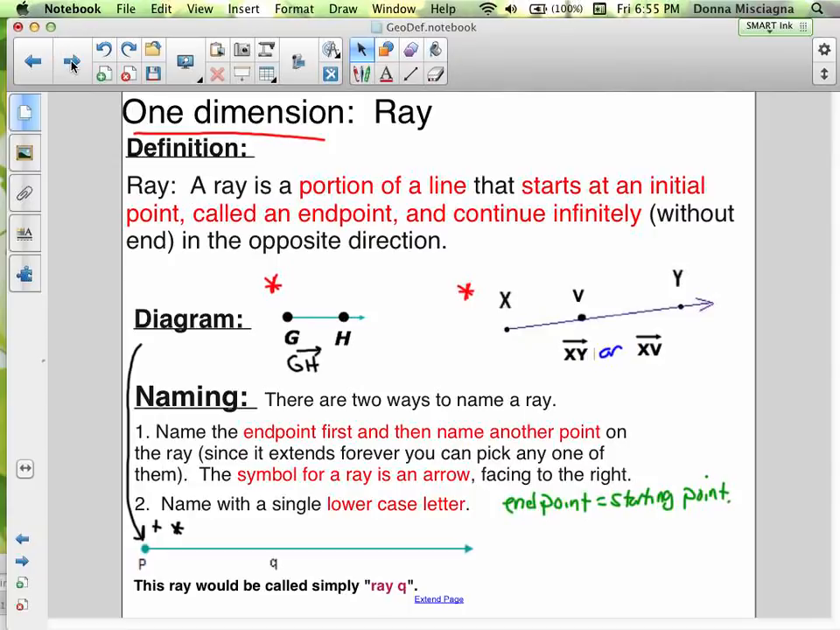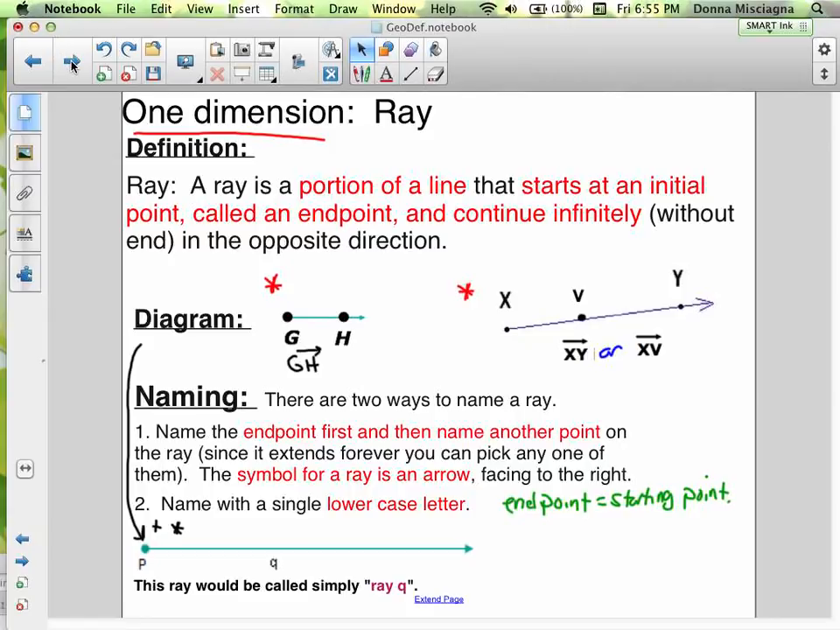There are 2 ways to name a ray. Right, so number 1, name the endpoint first and then name any other point on the ray. Since it extends forever, you can pick any one of them. The symbol for a ray is an arrow. This does not have 2 arrowheads on it. It's just a single arrow that shows it's going in one direction only. It's always drawn facing to the right. That's just a convention. So even if the ray is going the other way, we just put the arrow to the right. Your end point is the same as your starting point. Right? It's not where you end, it's where you start. Right? So I think you should write that in your notes.